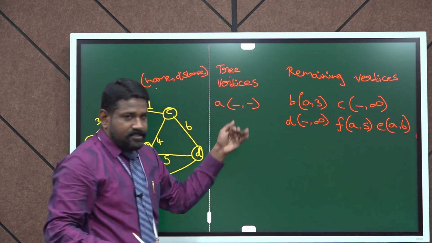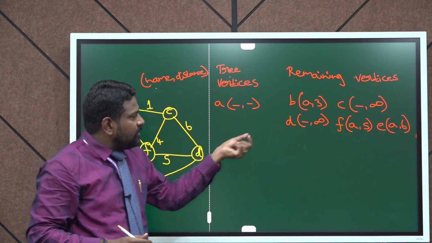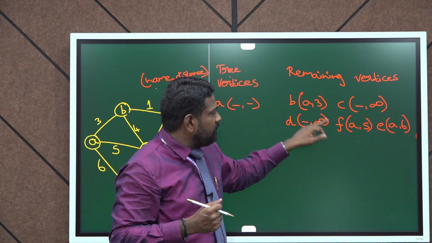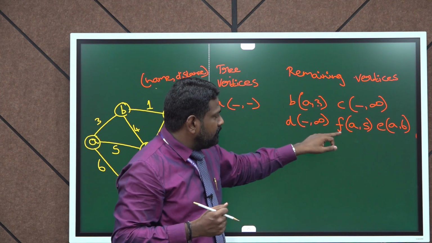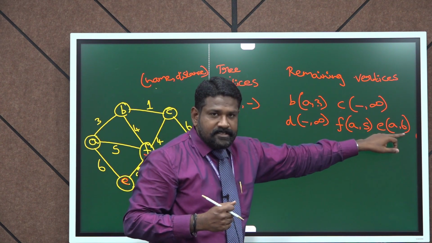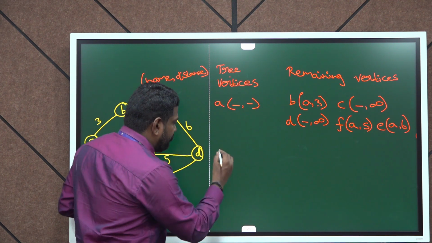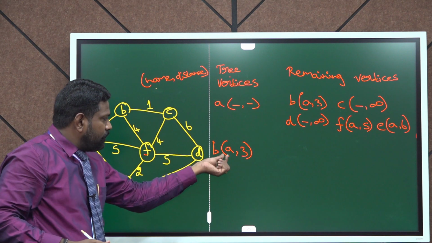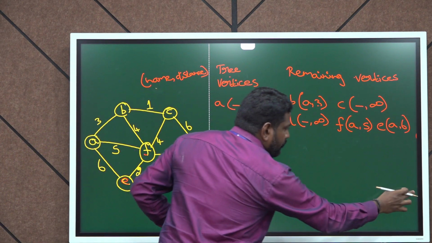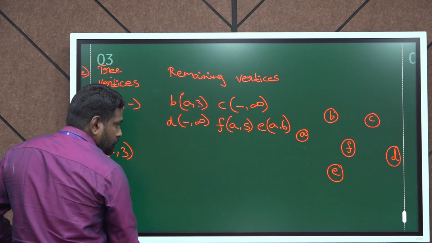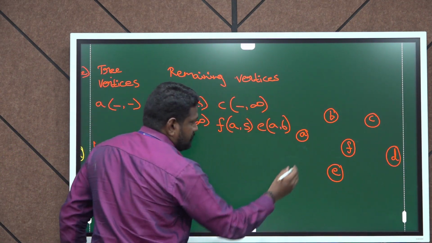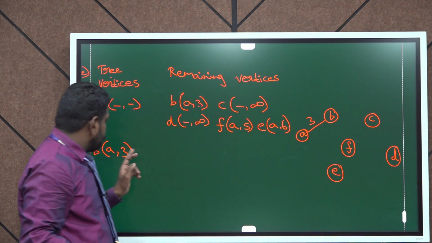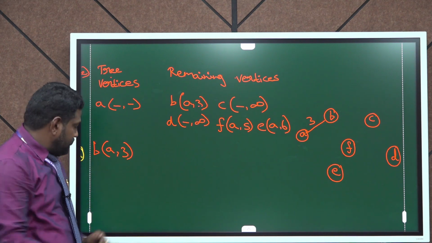So for the next iteration, we have to select the vertex with the minimum value. Here we are having 3 different vertices with values: B, the distance value is 3, for F it is 5, and for E it is 6. So the nearest vertex is going to be B of A comma 3. So from A to B the distance value is 3. So we are going to connect the edges. Here you can see from A to B the distance value is 3.